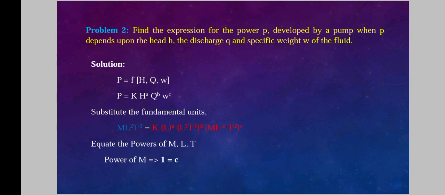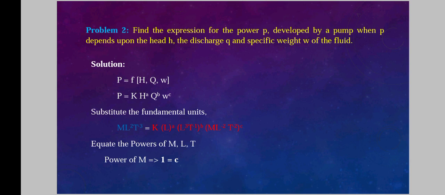For using this Rayleigh method, the problem is to find the expression for the power developed by a pump when P depends upon head H, the discharge Q, and specific weight W of the fluid. So P is equal to f of H, Q, W. Removing the functional form, we will give a constant value K and put powers on each variable. For H, Q, W, apply the fundamental dimensions. For P it is M L squared T power minus 3. For H it is L, Q is L cube T power minus 1, and W is M L power minus 2 T power minus 2.